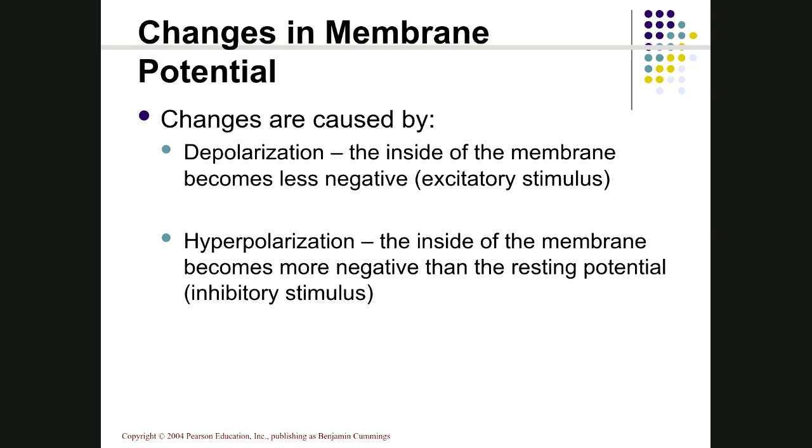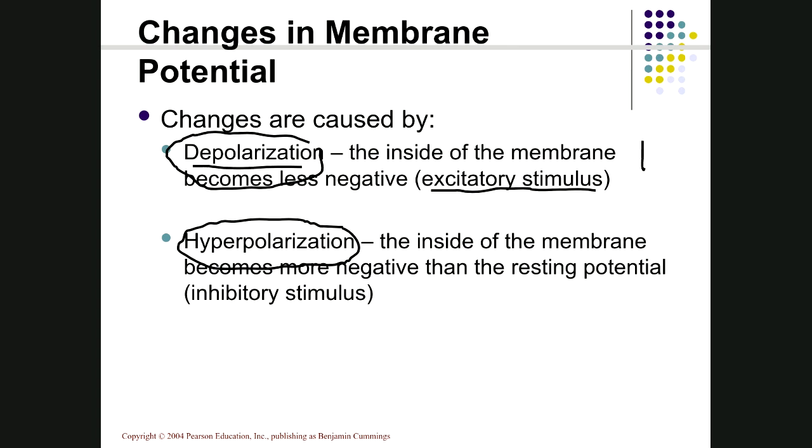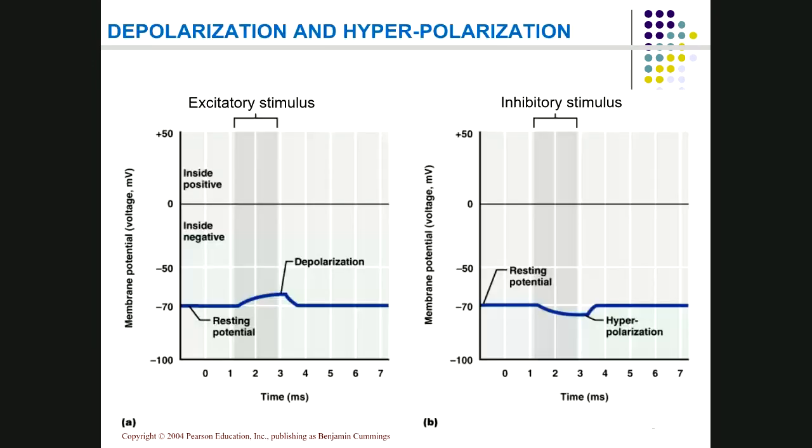So if I look at those two things, I get either a depolarization or I get a hyperpolarization. Which ion is associated with an excitatory stimulus and a depolarization? Sodium, that's right. Which ion is associated with an inhibitory stimulus and a hyperpolarization? Potassium, exactly. So if I look at those two things at the same time, you can see exactly what happens. There's my excitatory stimulus. There's my inhibitory stimulus. Remember, this is a depolarization.